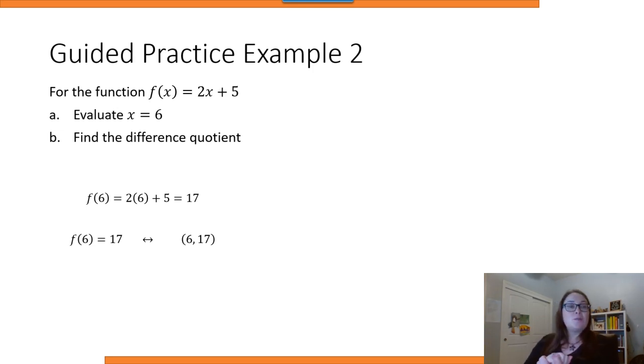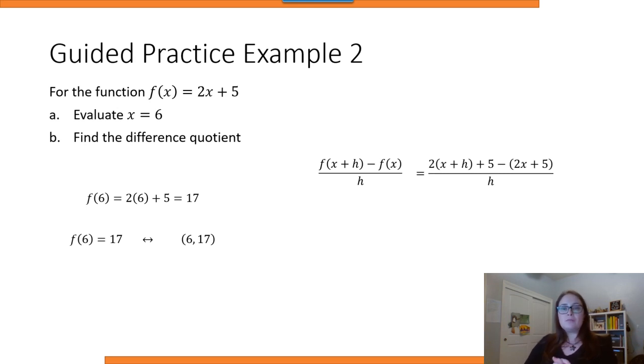Okay. Second thing we want to be able to do with this is find the difference quotient. So remember, the difference quotient is f of x plus h minus f of x all over h. So I'm taking this function, 2x plus 5, and for f of x plus h, I'm going to replace x with x plus h, and then minus the original function divided by h. So I end up with 2 times the quantity x plus h, in parentheses, plus 5, minus the original function, 2x plus 5, all divided by h.